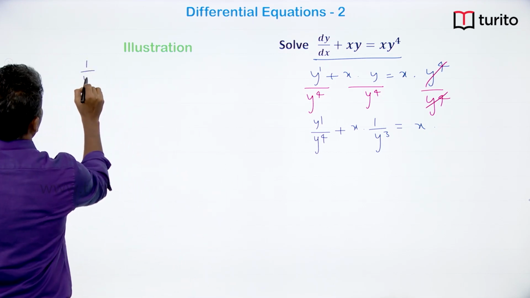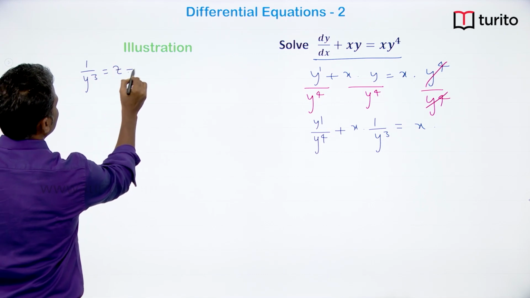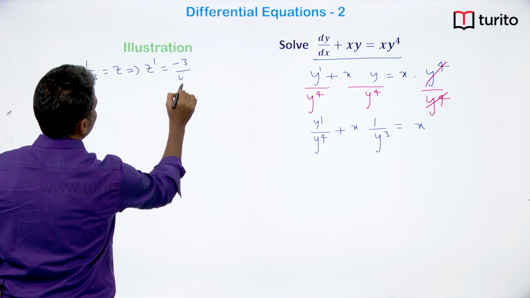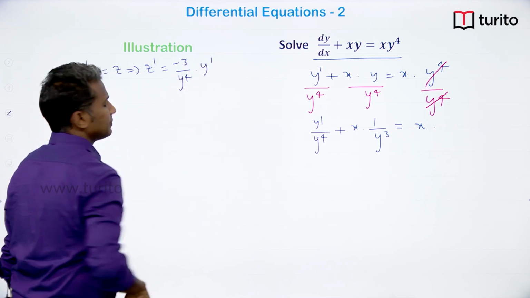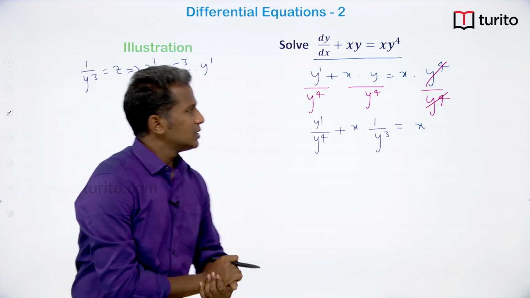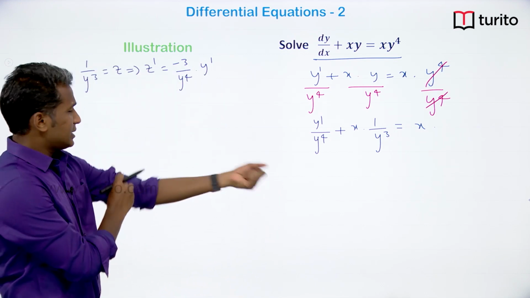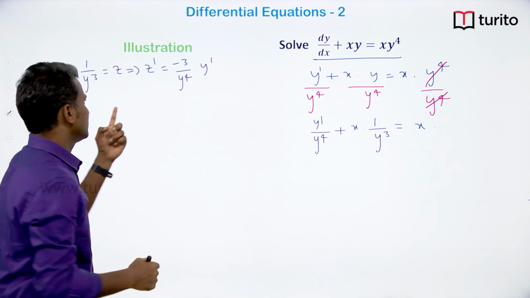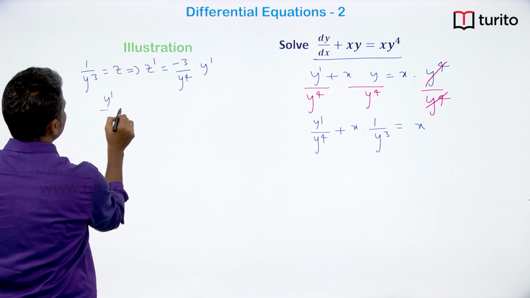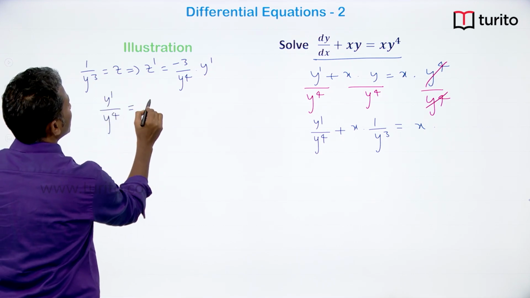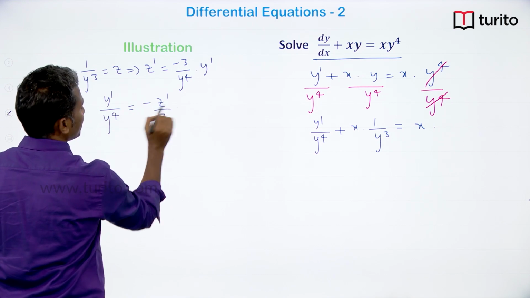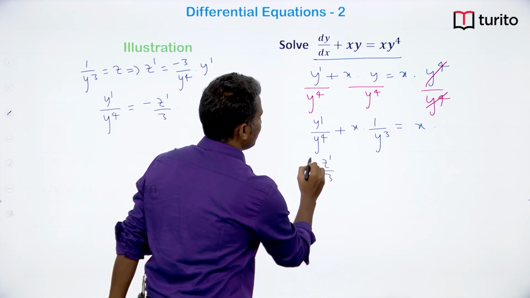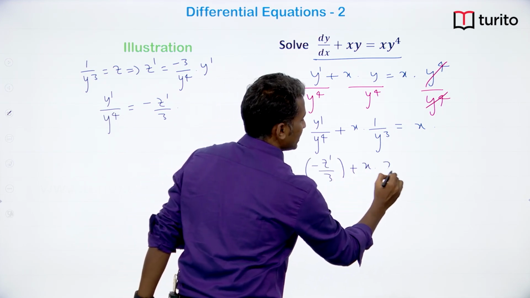So if I take 1 by y cube as z, then z dash will become minus 3 by y raised to 4 into y dash. You know how to differentiate. So after we get this, can we directly write this y dash by y raised to 4 in terms of z? See, if you notice here, y dash by y raised to 4 can be written as minus z dash by 3, right? So we can write this equation as minus z dash by 3 plus x into z equal to x.